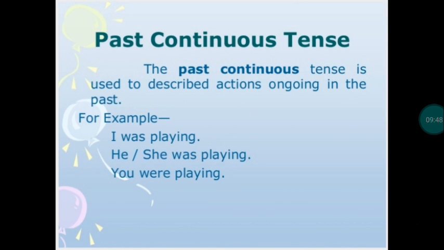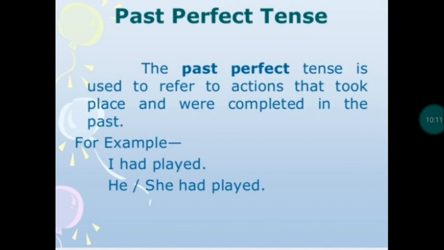The next one, the past continuous tense is used to describe actions which were ongoing in the past, which took place in the past. For example, I was playing. It could be yesterday, it could be last month, it could be last week. I was playing at that particular moment. She was playing, or he was playing, or you were playing.